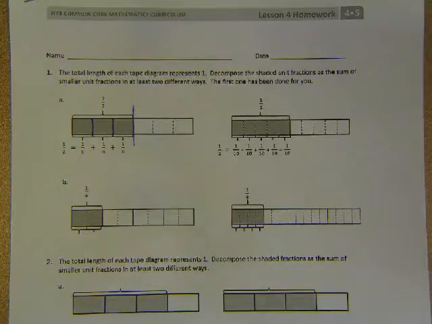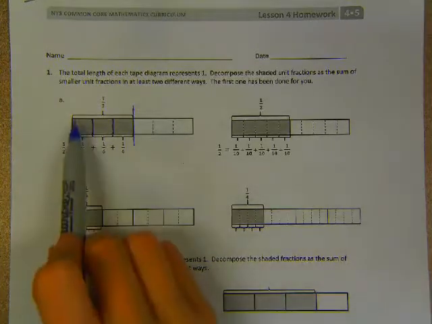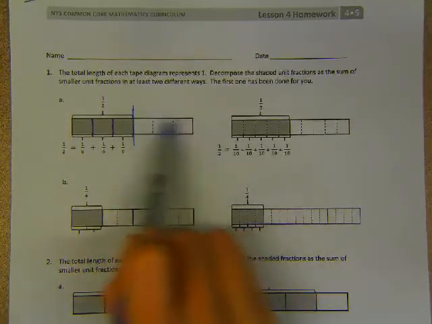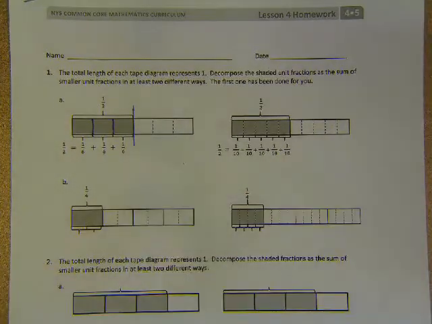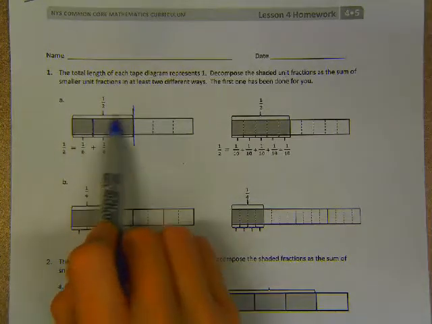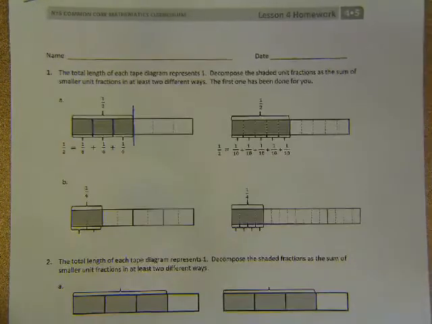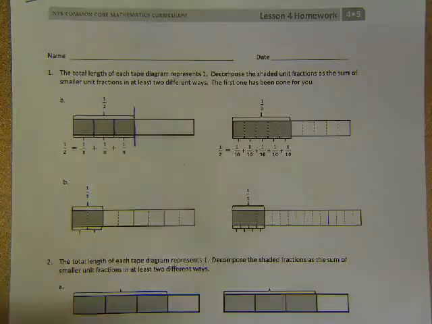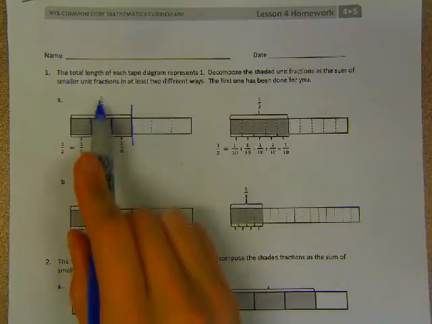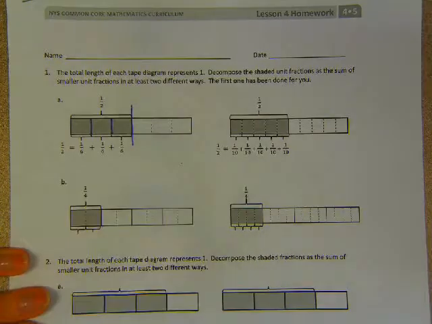To start out in letter A, they have taken this whole rectangle and divided it in half, hence the thick line in the center. That is why this bracket here is labeled 1/2, because there are two big rectangles and one of them is shaded. So one out of the two pieces is shaded.